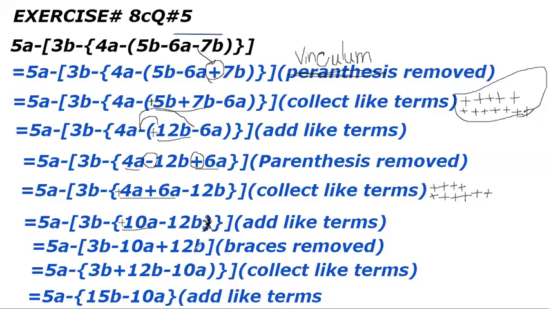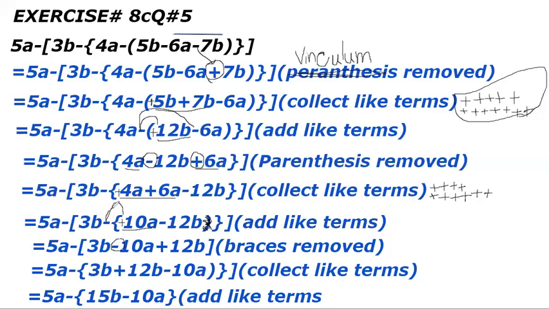We have to remove the braces. And one more thing you have noticed, that the negative sign is changed into positive sign, and this positive 10a is changed into negative 10a. Why? Because this negative sign is multiplying with positive sign and it gives us a negative 10a.